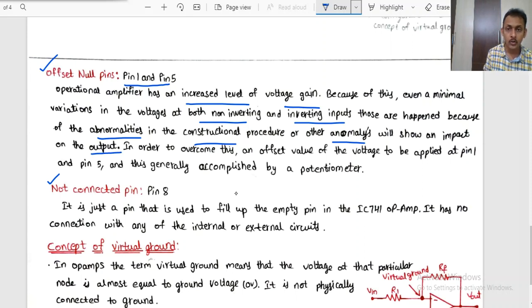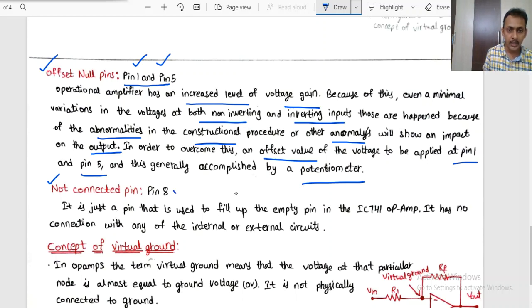In order to overcome those, we use pin 1 and pin 5 as the offset or null pins. We apply some offset value of voltage at pin 1 and pin 5 in order to overcome the abnormalities in the constructional procedure, or any anomalies present in the constructional features. Generally this can be achieved with the help of a potentiometer connected to the offset null pins.